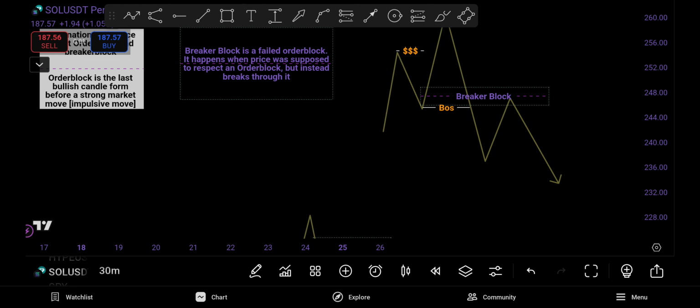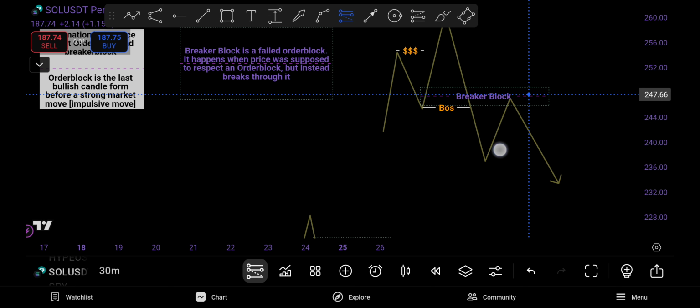The price broke our order block. So our new entry will be over here, our SL will be over here, and our TP will be over here, because we are looking for a short position.